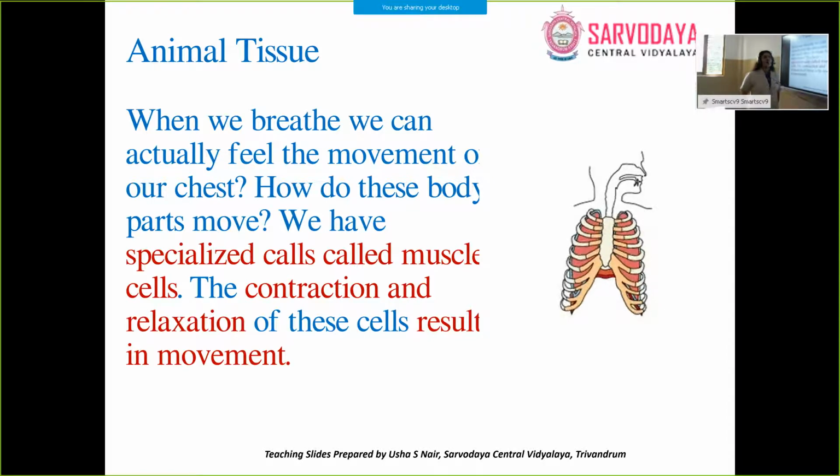Not only muscle cells, what about the blood? We know that blood also transports different substances in our body, and it also disposes of waste out through the kidneys. They also play a great role. So the blood and the muscle are all examples of animal tissue. I talked about blood, then we talked about the muscle cells. Now we will move on to the different types of animal tissue. Like plant tissue, we have different types of animal tissue.